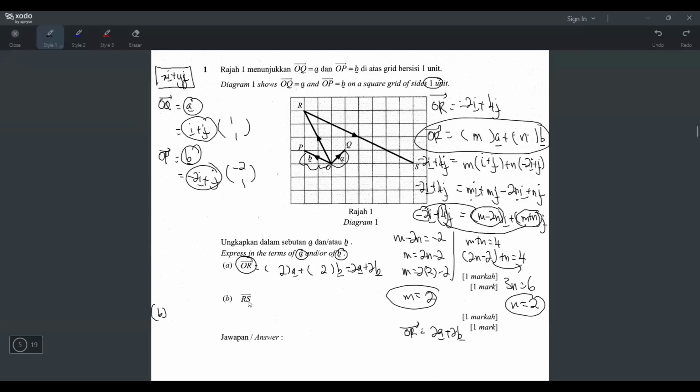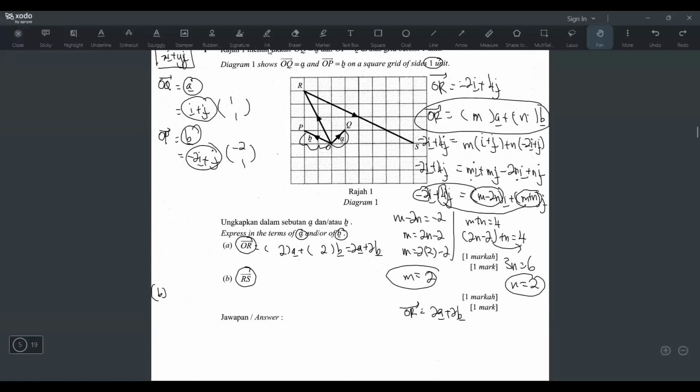Okay, let's talk about B now. B, they want to find RS. So RS vector goes from here to here, right? So you can use this method, or you can use the other method I showed you, right? So if you want to go from R to S, how many A plus how many B? You don't know, right? So let me show you using this method.